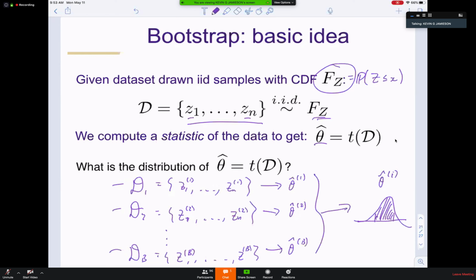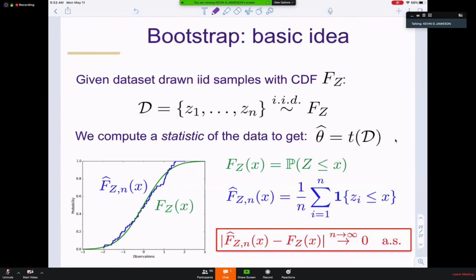And so the Bootstrap does something extremely clever. What it says is, well, I know that FZ is a cumulative distribution function, right? So that looks like this green thing. This is the true cumulative distribution function of the random variable Z. But now I have data. I have this data Z1 through Zn, all IID from FZ.